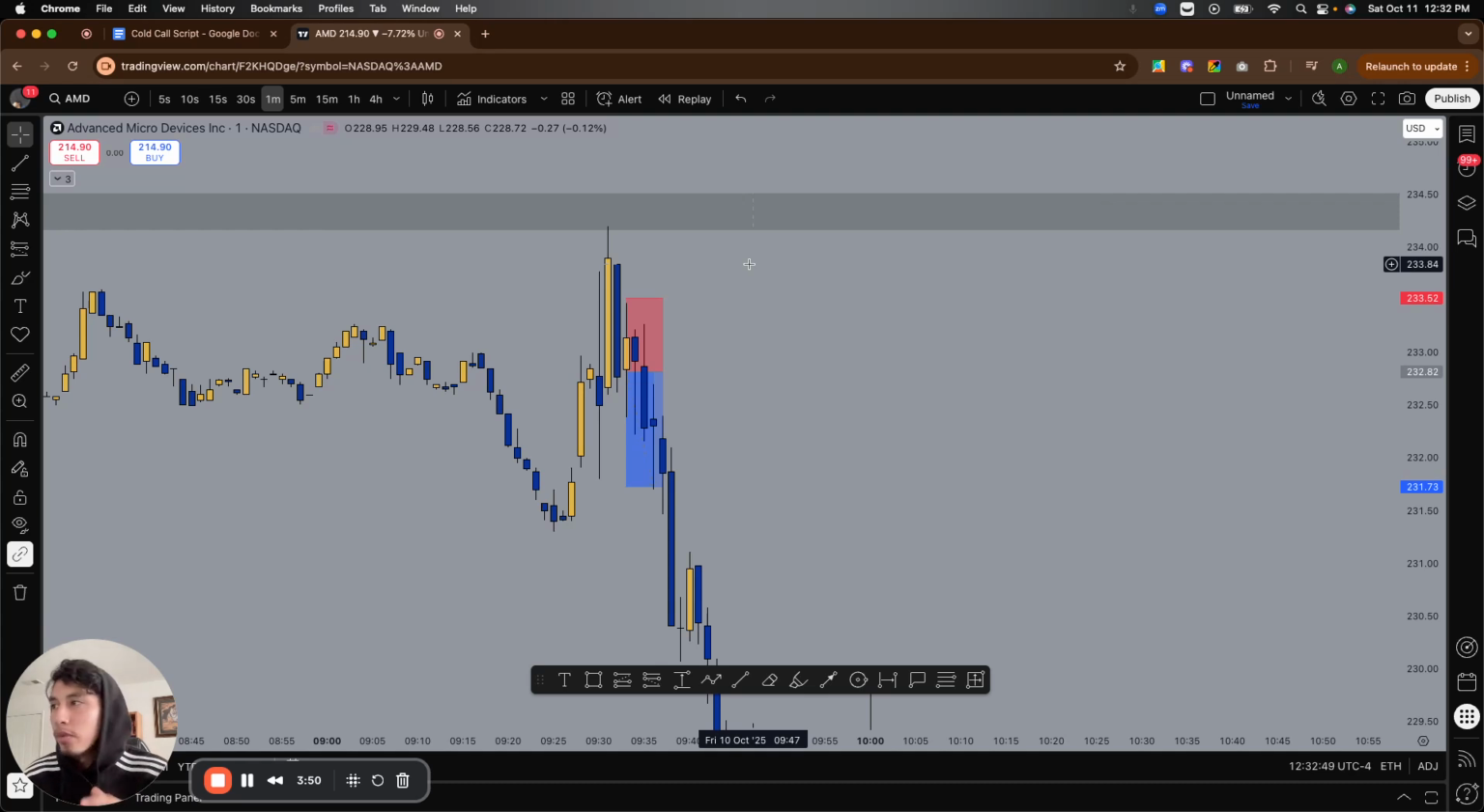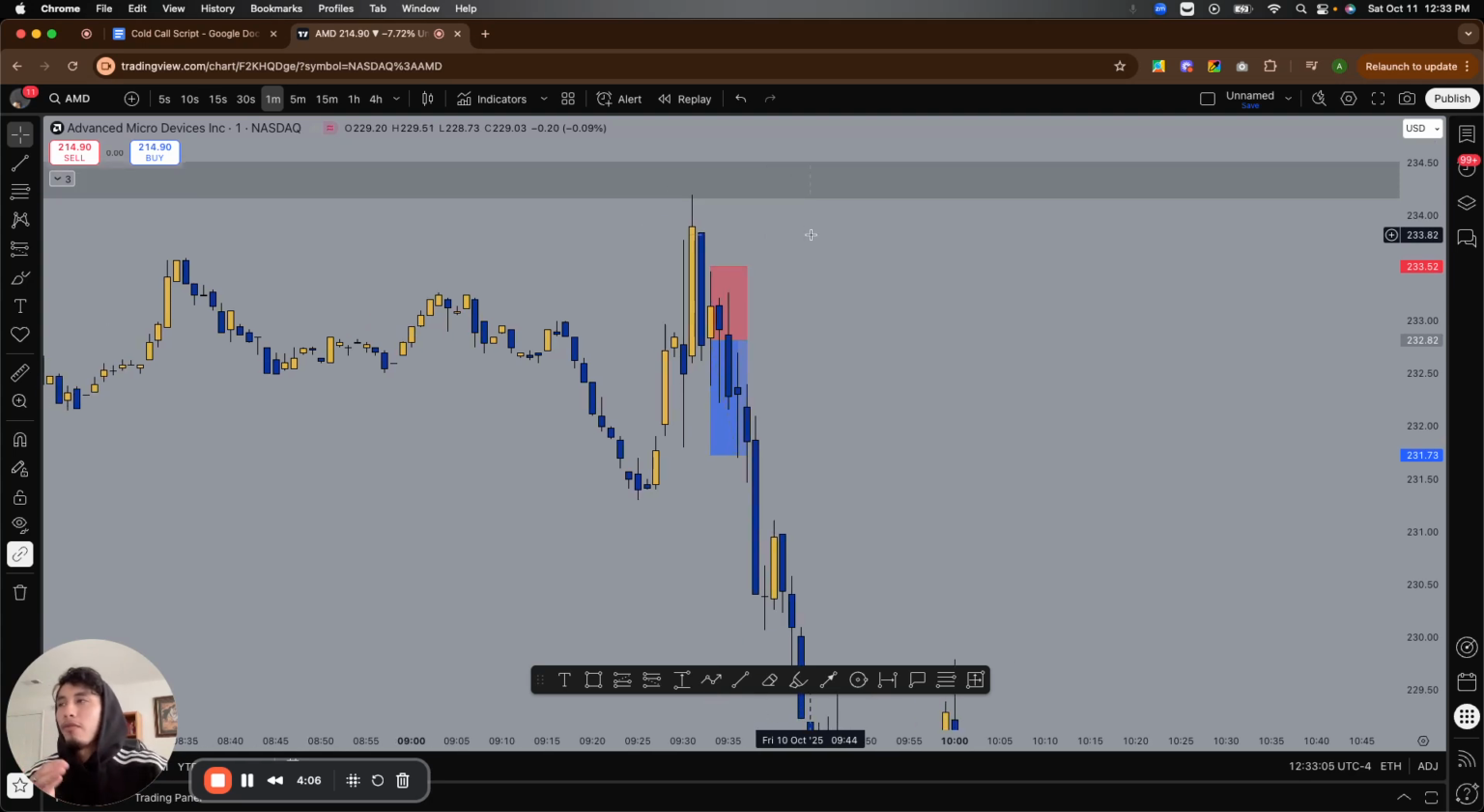of a confirmation. Now, the reason why this works so well, in my opinion, is because if you enter too early, there's a risk of you getting faked out or getting stopped out because the candlestick still isn't done. The buying pressure still isn't done, right? The sellers still haven't fully come in.